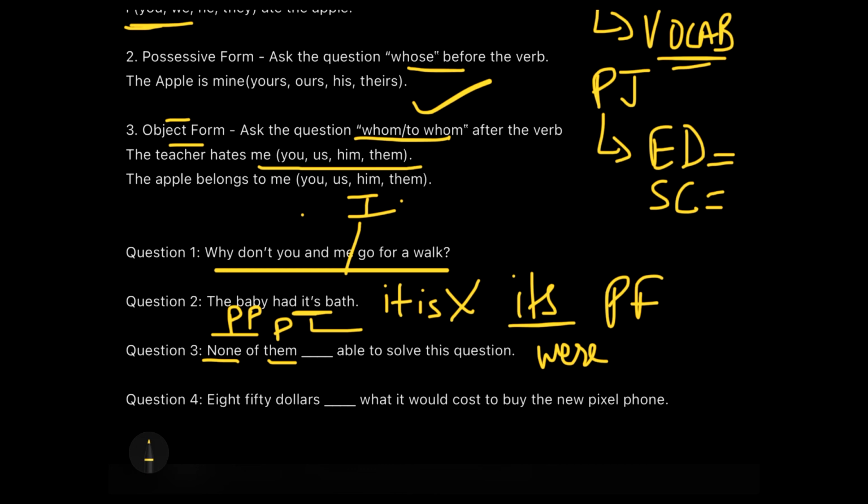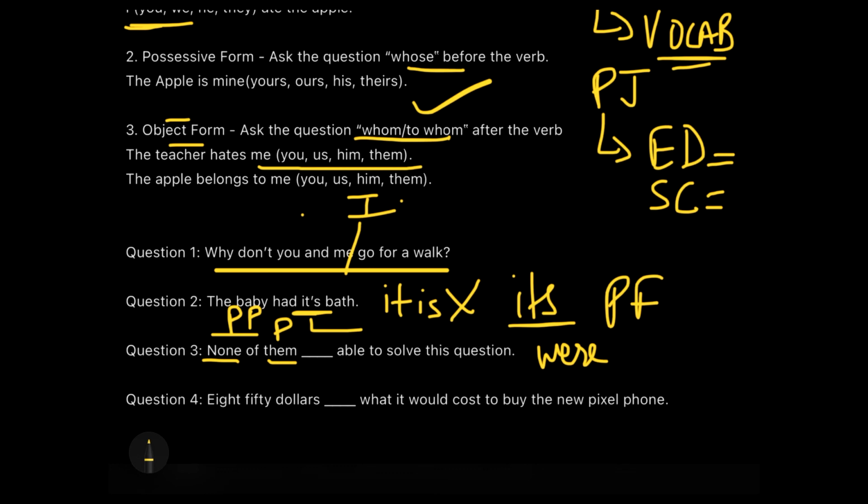None was able to solve this question. This sentence can be written as none was able to solve this question, because here none is not written in the preposition format of none of, rather it is just alone. So when none is alone, it is taking up the singular verb.